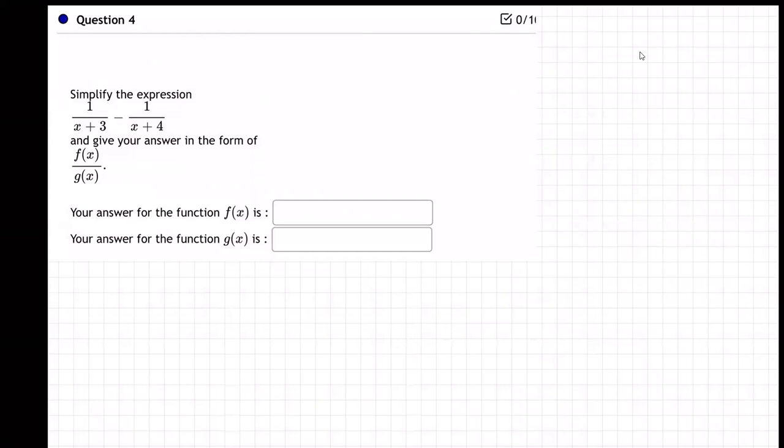Okay, so on this problem, we're wanting to subtract those fractions. So what's the deal with adding and subtracting fractions? You know you have to get common denominators, right? You know what I mean?